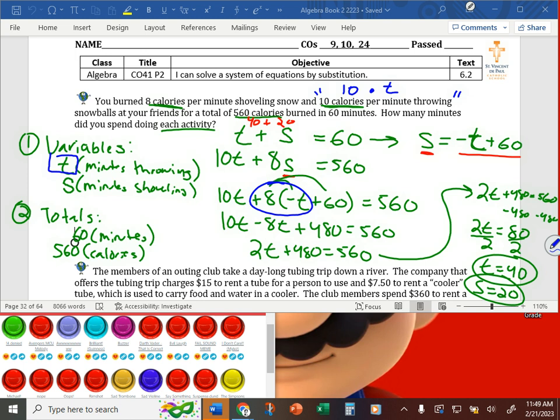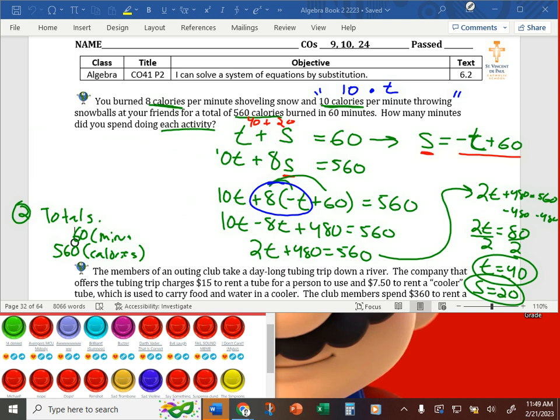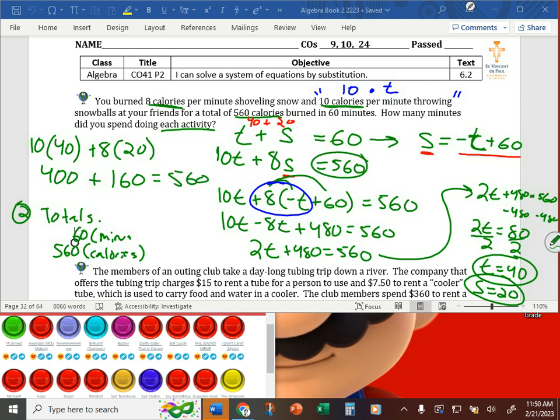And we can check this, right? If t equals 40 and s equals 20, we go to this equation here, 10t plus 8s. 10 times 40, which is our value for t, plus 8 times 20, which is our value for s. Well, 400 plus 160 does equal 560, right? We can check it and make sure it works.